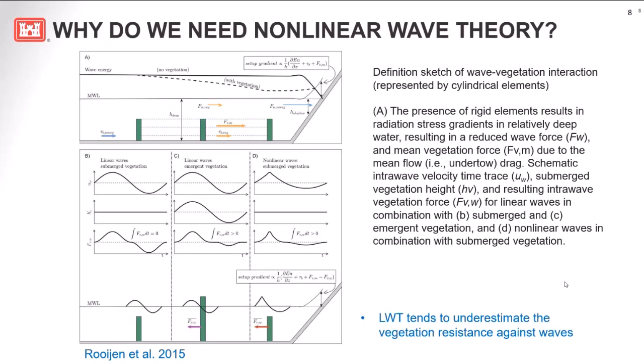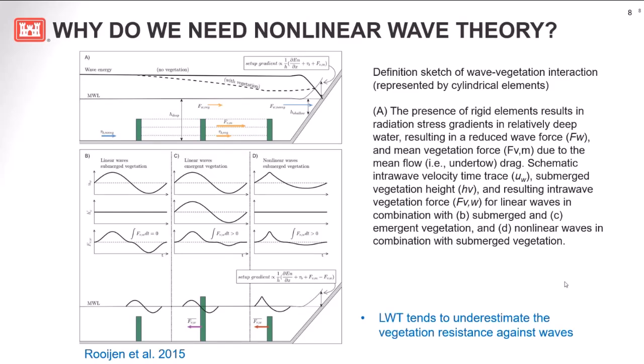Here's a definition sketch of wave vegetation interaction represented by cylindrical elements and the resulting wave average net forces and shear stress acting on the water column, and this effect on the wave setup or mean water level. So in the top picture A, we see the presence of rigid elements, and this results in radiation stress gradients in relatively deep water, resulting in a reduced wave force and mean vegetation force due to the mean flow or undertow.